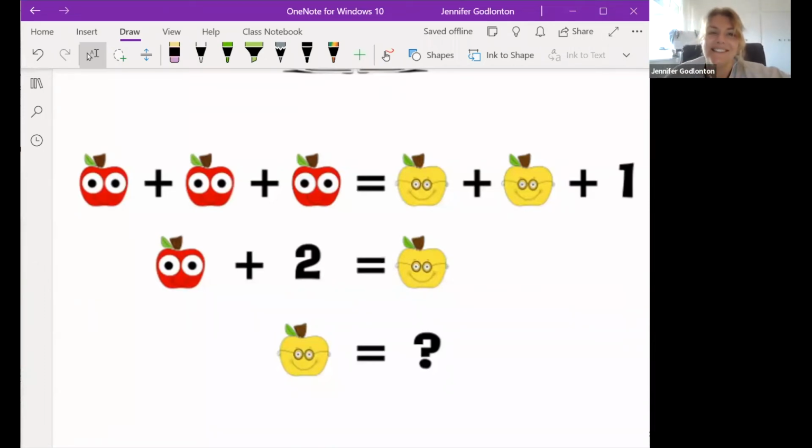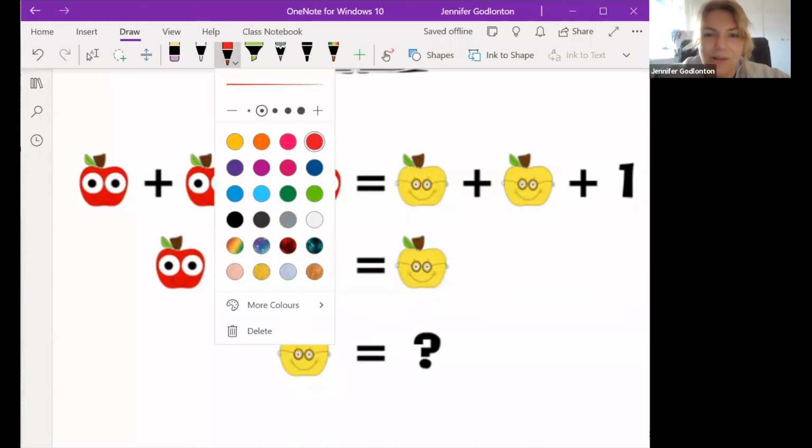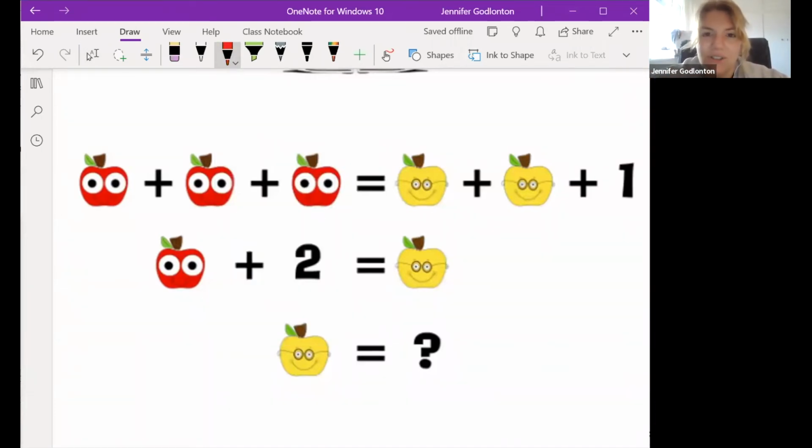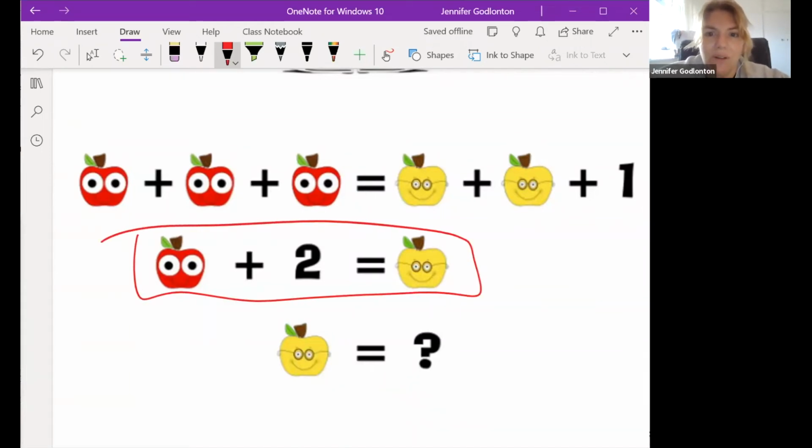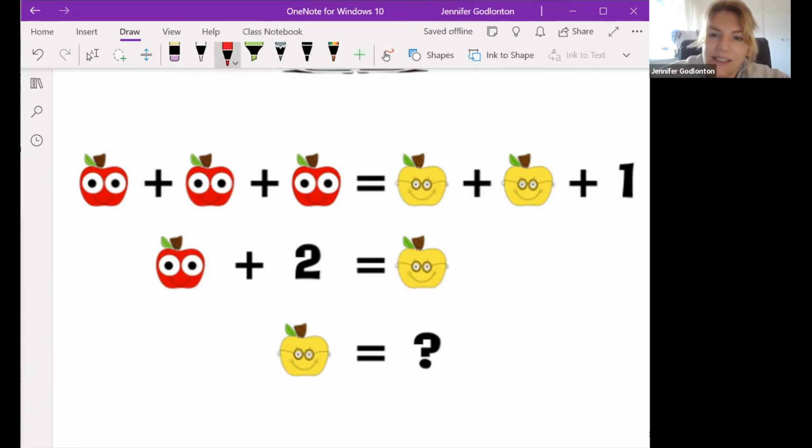So Yandela was right. It is 7. A yellow apple is definitely equal to 7. Let me show you why. The reason I said you have to think about how we thought about this on Tuesday is you have to look at this relationship over here. So 1 yellow apple is a red apple plus 2. So instead of this yellow apple, I'm going to make him a red apple plus 2. And I'm going to make him a red apple plus 2.